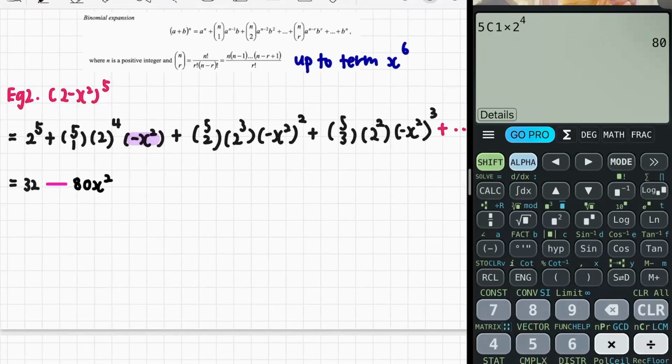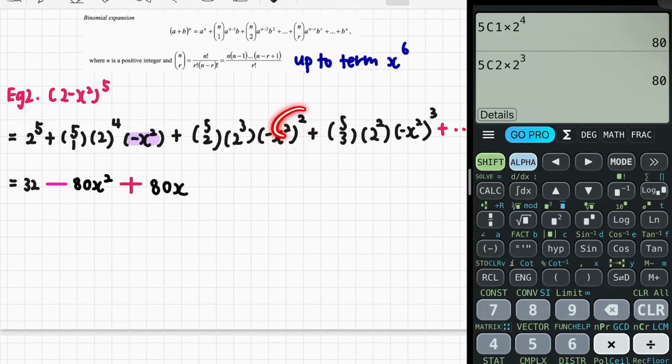Okay, next one, 5 choose 2 times 2 power 3. Times 2 power 3, so it gives me 80 again, right? So you must see, this one is negative squared. So negative times negative gives me positive. So this one is positive, positive 80 x power what? So multiply, correct? So x power 4.